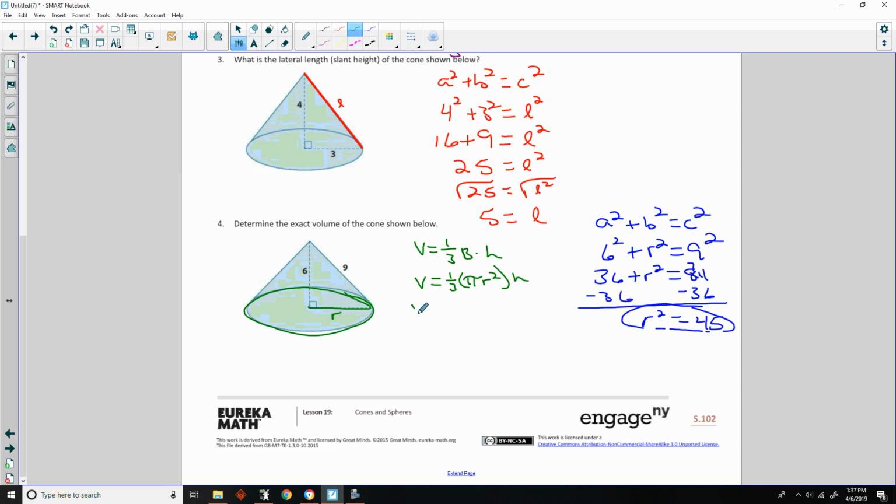So now when I finish this, I get v equals 1/3 pi times 45 times the height, and this is my height, 6. I'm going to simplify here first. 1/3 of 6 is really easy. 6 divided by 3 is 2, so 2 pi times 45. So 2 times 45 is 90 pi, and it doesn't give us any measurement, so I'd say units cubed.